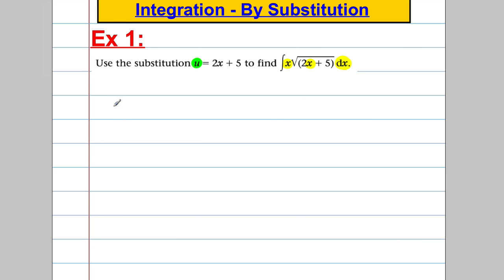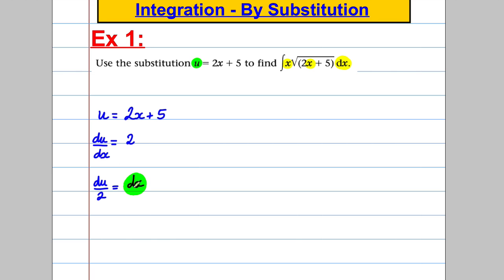Now we are told that u is equal to 2x add 5. Now what you do with these questions, the first thing you do is you differentiate both sides with respect to x. You work out du by dx. Du by dx is going to equal 2 in this case. Okay, so making dx the subject, we can think of this now as a fraction, and making dx the subject of the formula, multiply both sides by dx and divide by 2, we would have that du divided by 2 is equal to dx.